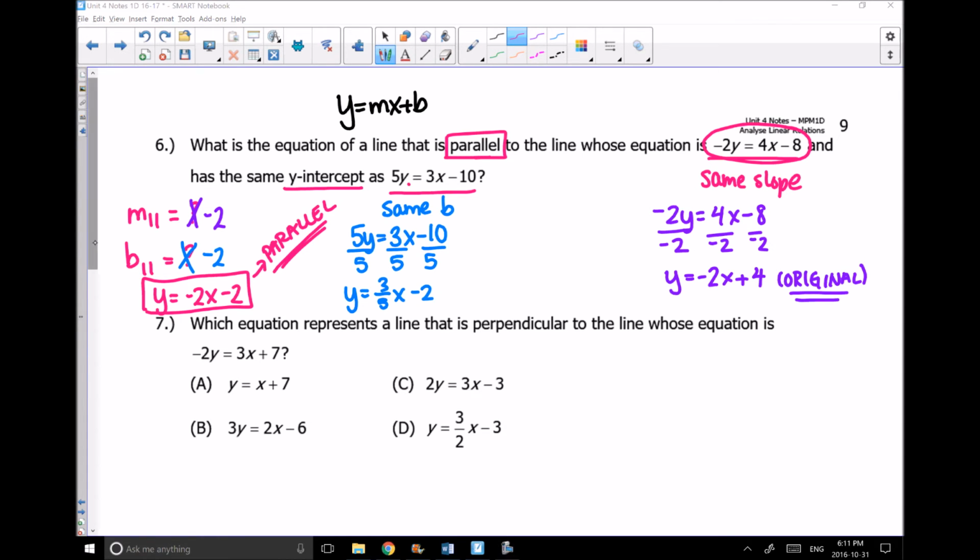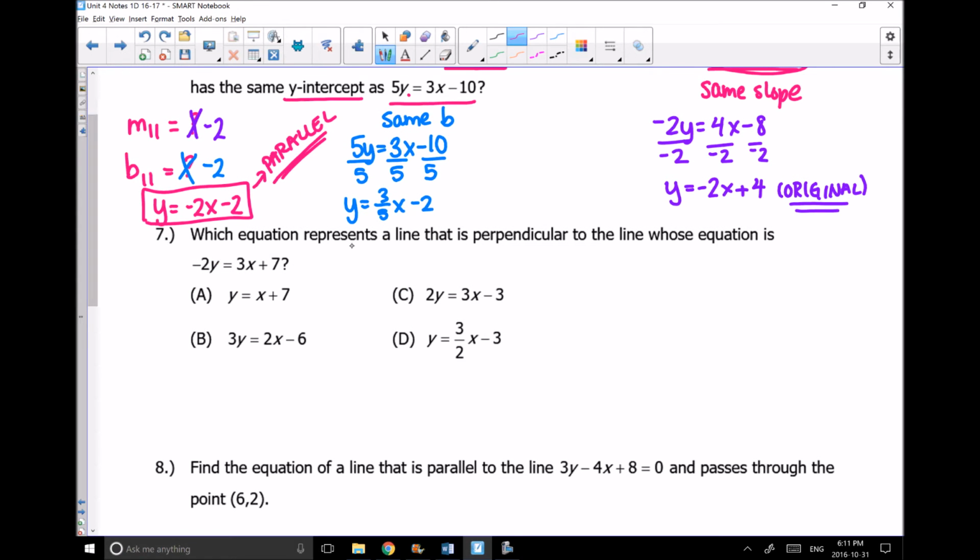Okay? All right, so now number 7. Which equation represents a line that is perpendicular to the line whose equation is this? So this time I need a perpendicular answer. M perpendicular and B perpendicular. Neither one of these things is given to me. So I need to figure out what it's going to be.